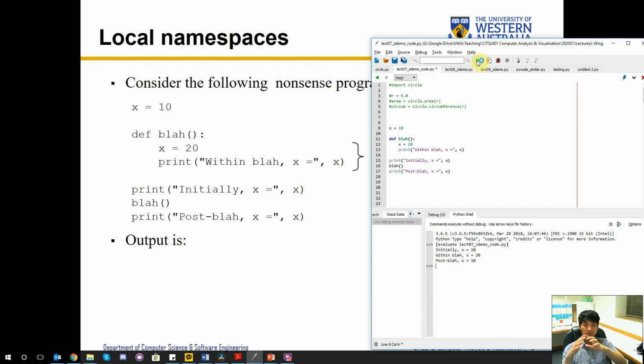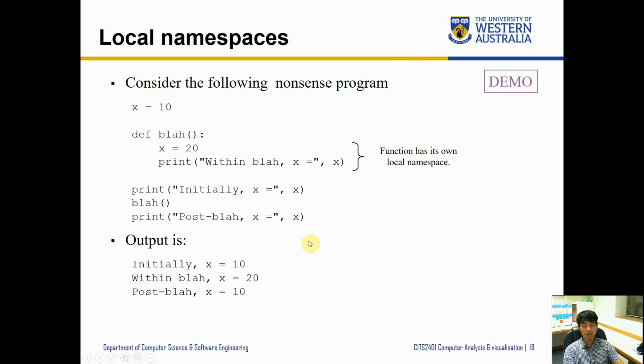Instead, inside my function, it has its own dictionary of variables, right? And then we have a new x inside the namespace, which gets assigned 20. So the outside x is not affected by x equals 20 inside the function blah. Okay, so that was the answer for this particular question.